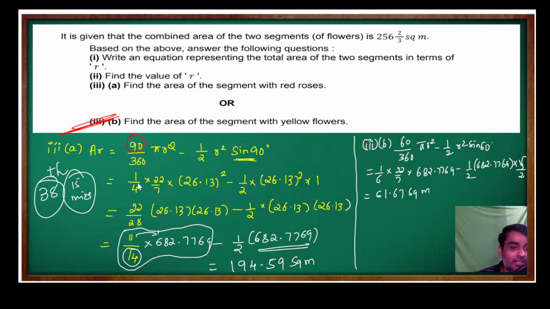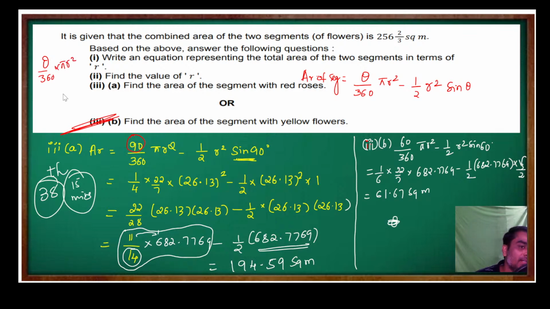Remember, write down this formula. Area of segment is given by this formula. Theta by 360 pi r square minus half r square sine theta. Area of segment. Write down. Area of sector you all know. It is just theta by 360 into pi r square. That is the area of sector. Sector will look like this. This is the area of segment.